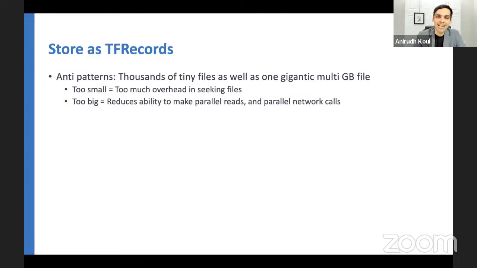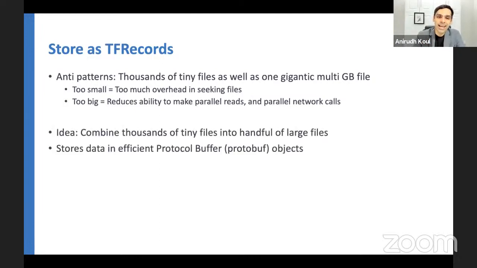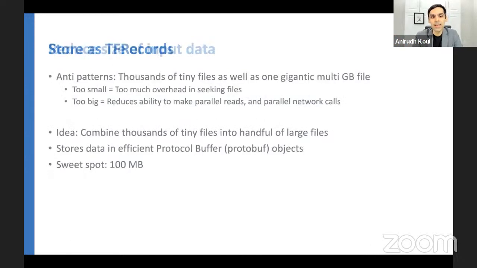So if these are bad ideas, what is the good idea? The good idea is you want to combine these thousands of tiny files into a handful of large files. And the sweet spot is about 100 MB. If you could combine these 10 KB files into 100 MB files, the speed would increase for whatever you're going to do down the line. Essentially, save them as a TFRecord, and we'll see that in action soon. TFRecords are your friend if you use TensorFlow.